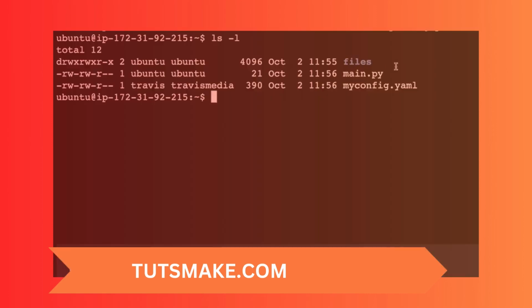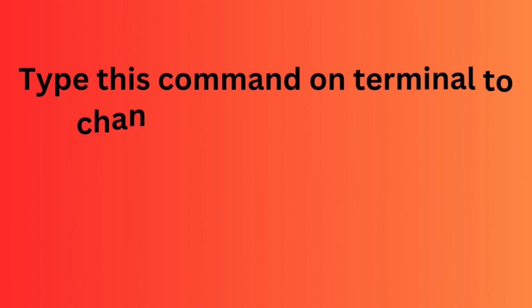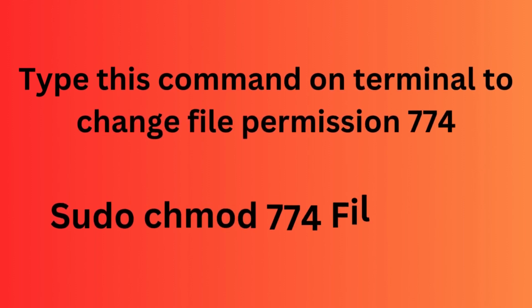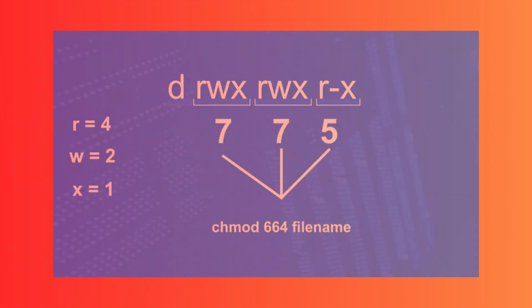Let's try it. So this main.py, let's do sudo chmod. And in our example of a directory, we have RWX, which is going to be 7, RWX, which is going to be 7 also, and then RX, which is 4 plus 1 is 5. So this is a 775. Now let's say we want to remove the need to execute. We can run chmod 664 file name.